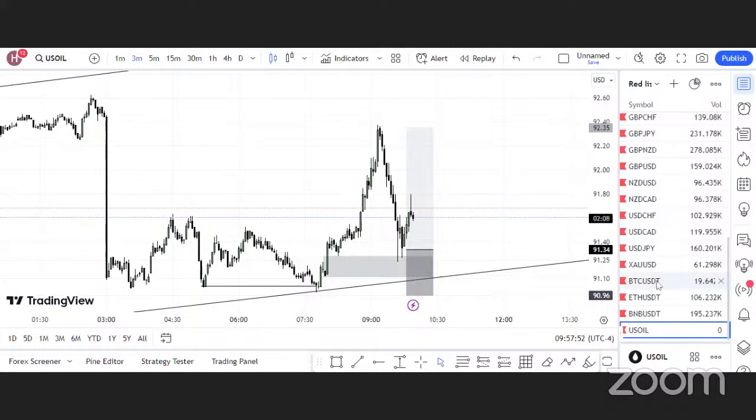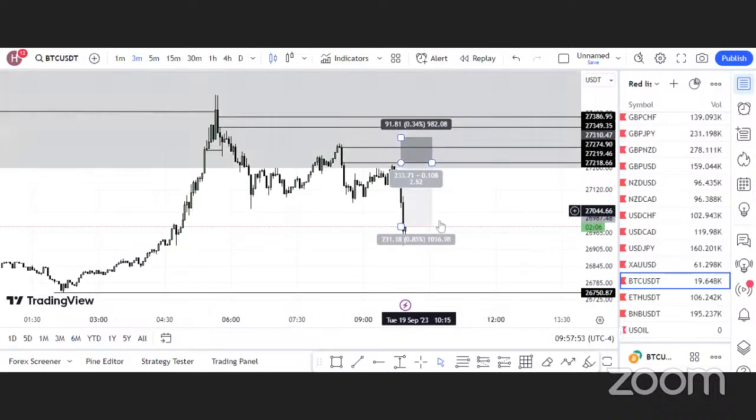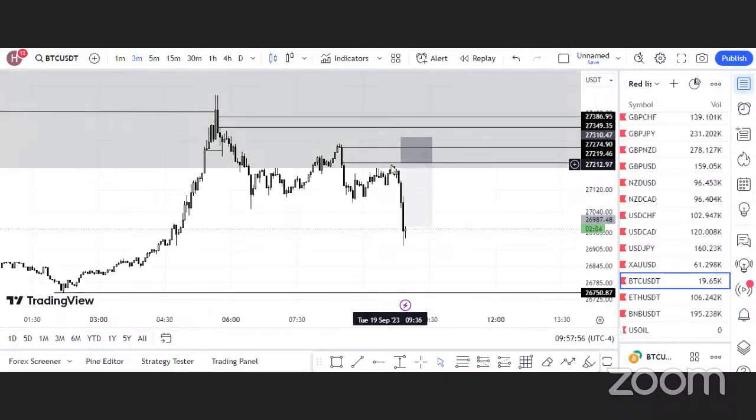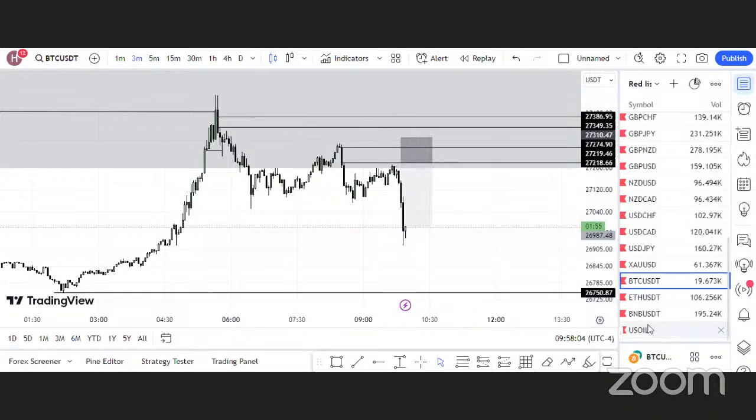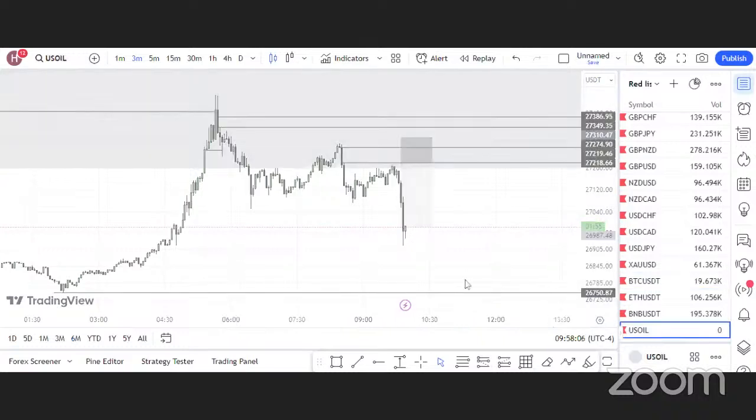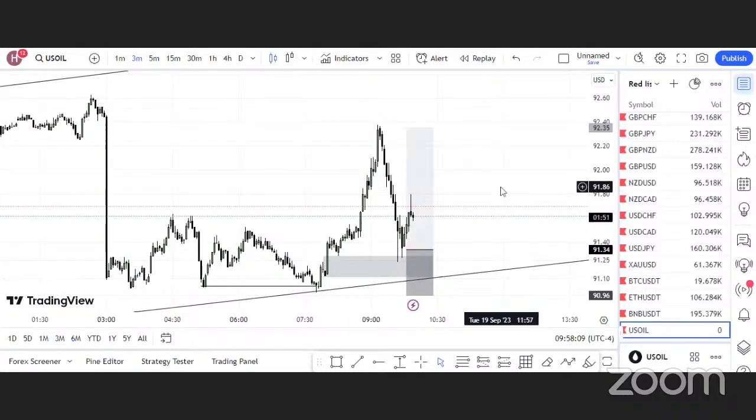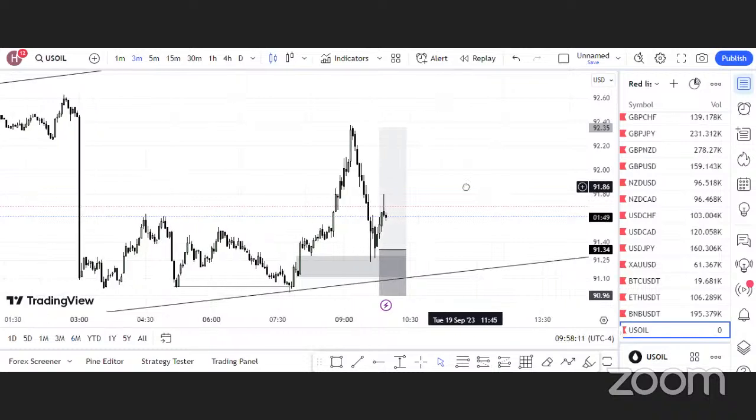So guys, on the BTCUSDT, we were waiting for the market to make a retracement back into our space, this gap here, but it never did. See, it came all the way down. But no worries. Opportunities in the forex market don't happen every time. Sometimes you get more than one, and sometimes you don't get anything at all.